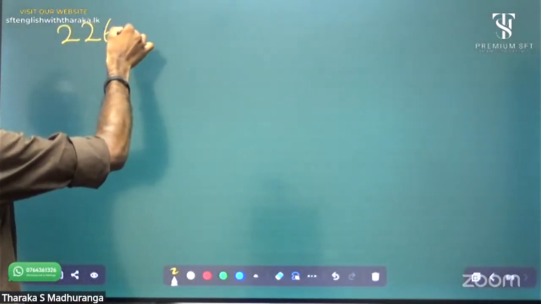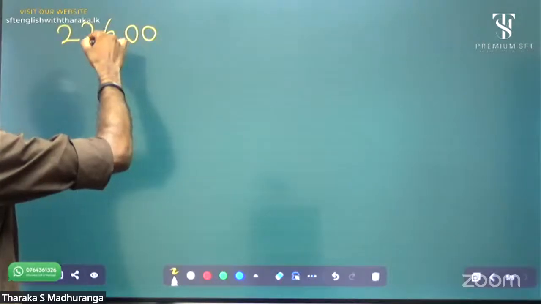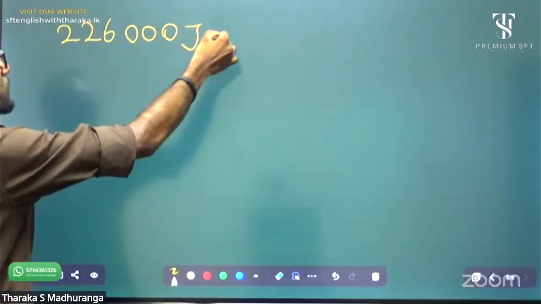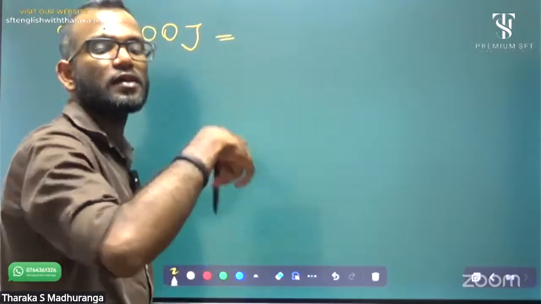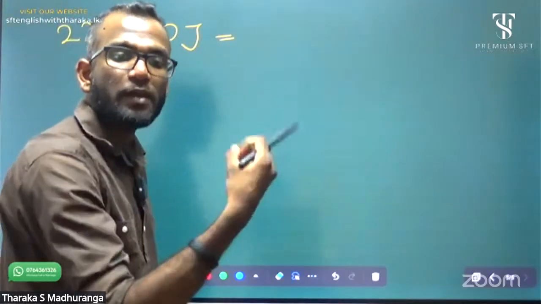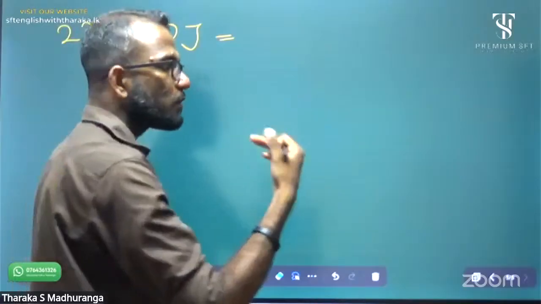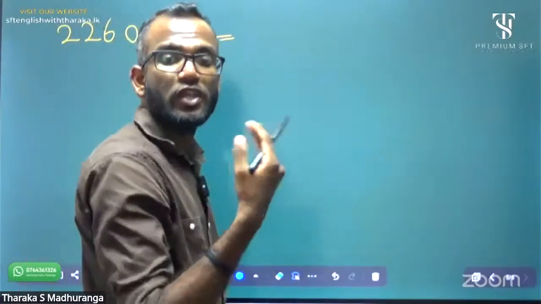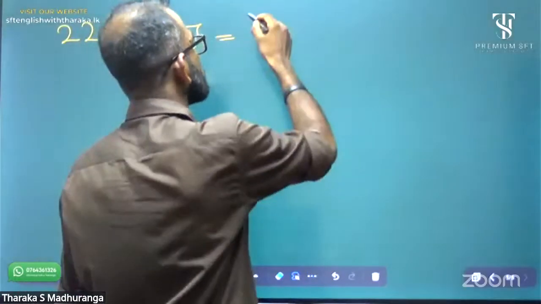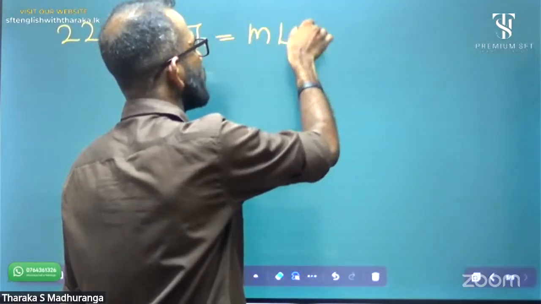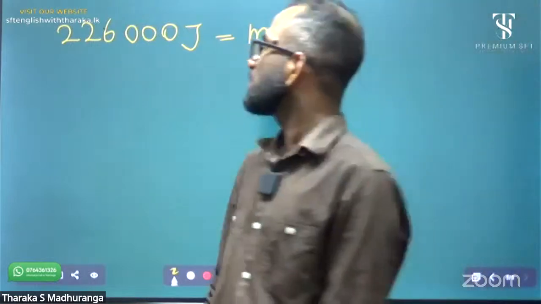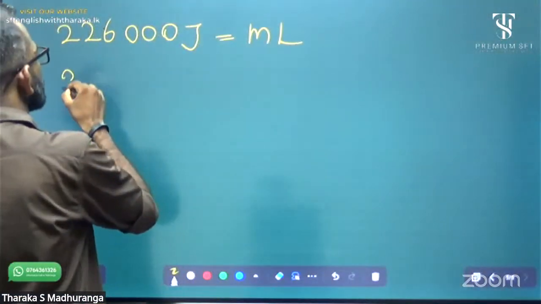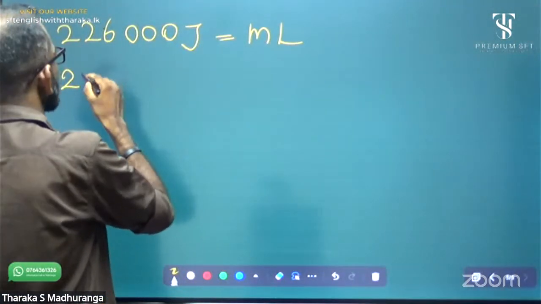226,000 joules is equal to this amount of heat utilized for the vaporization process. For the physical state change, the equation is Q = mL, because there is no temperature difference, so you can calculate the vaporization heat.